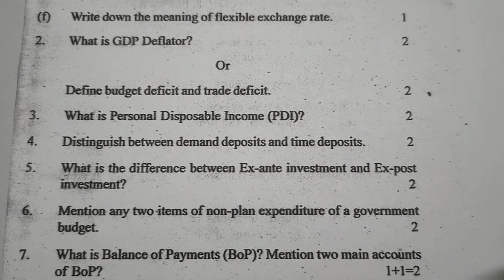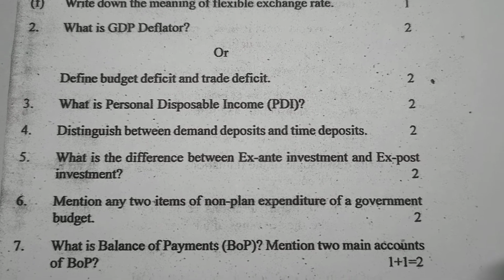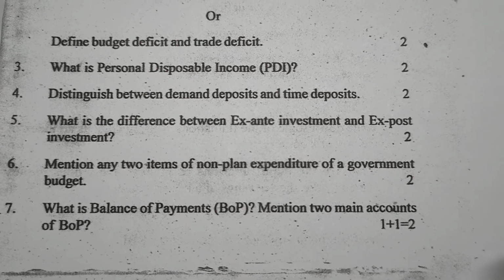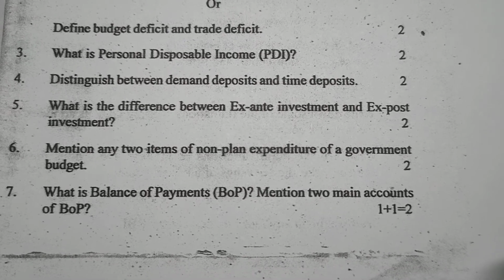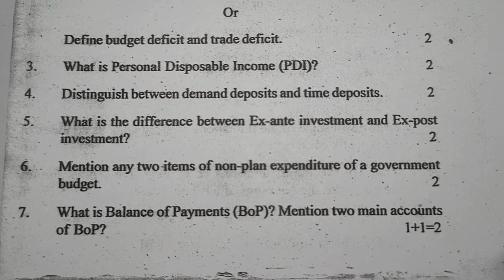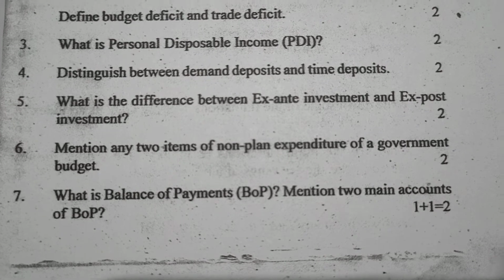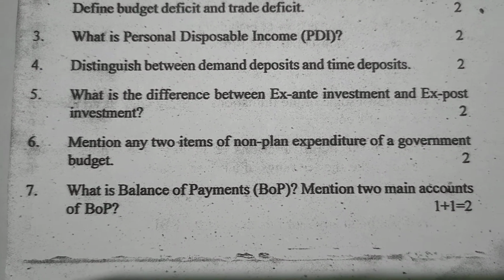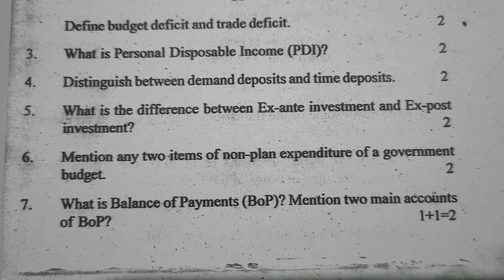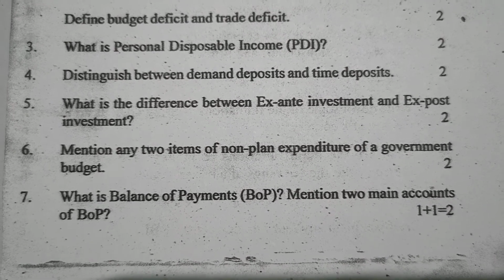Number 2, 2 marks. What is GDP deflator, or define budget deficit and trade deficit? Number 3, what is personal disposable income? Number 4, distinguish between demand deposit and time deposit. Number 5, what is the difference between ex ante investment and ex post investment? Number 6, mention any two items of non-planned expenditure of government budget.